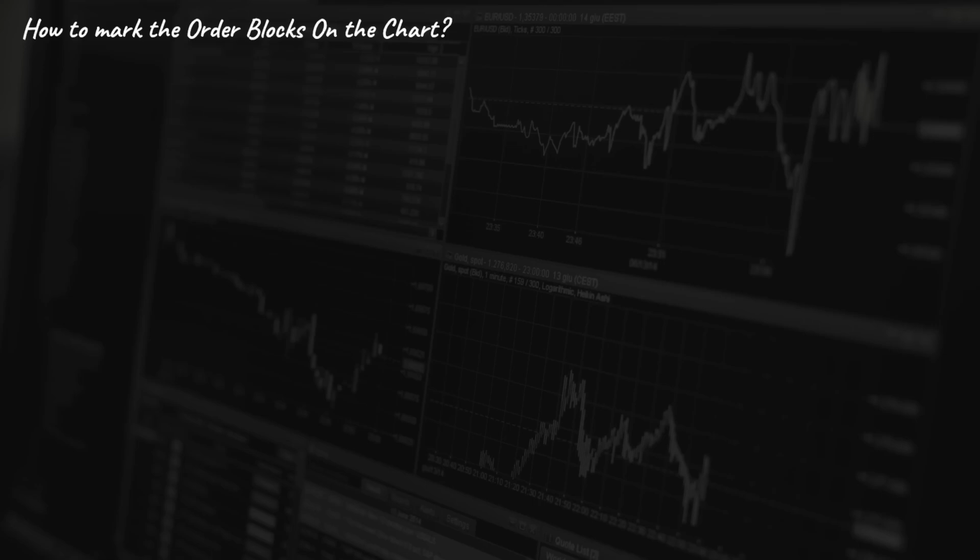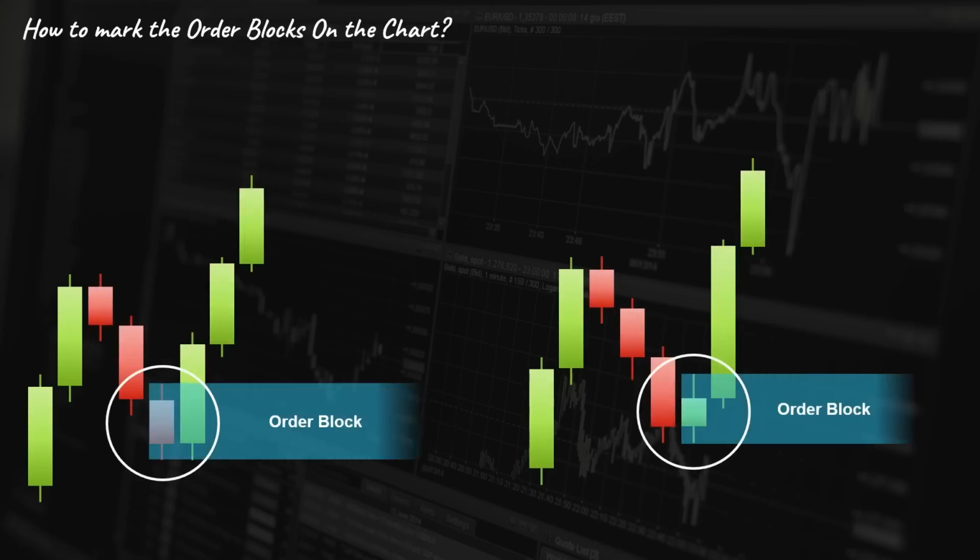Identifying a valid order block: let me show you how to effectively mark them on the chart. We mark the last candlestick before the start of a drastic bullish move as our order block zone. Regardless of the candle color, we believe that the decisions are made during this candle, which makes it an important area where the buying orders reside.